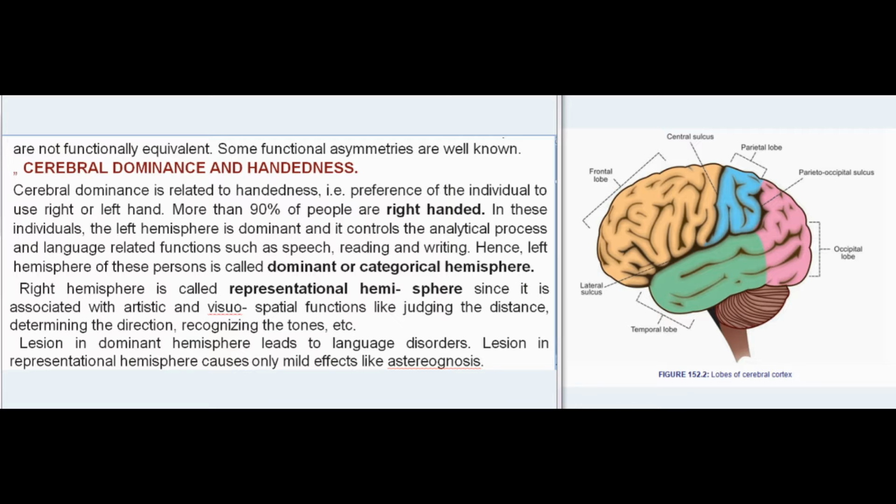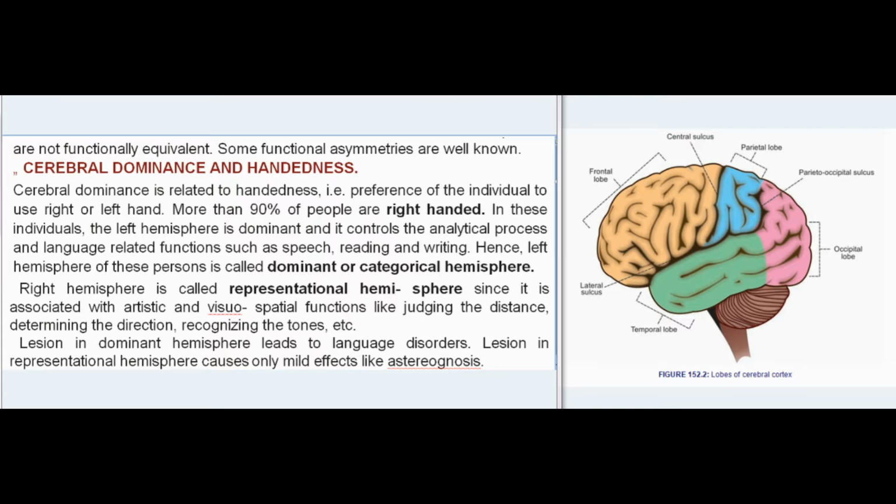More than 90% of people are right-handed. In these individuals, the left hemisphere is dominant and it controls the analytical process and language-related functions such as speech, reading, and writing. Hence, left hemisphere of these persons is called dominant or categorical hemisphere. Right hemisphere is called representational hemisphere since it is associated with artistic and visuospatial functions like judging the distance, determining the direction, recognizing the tones, etc.